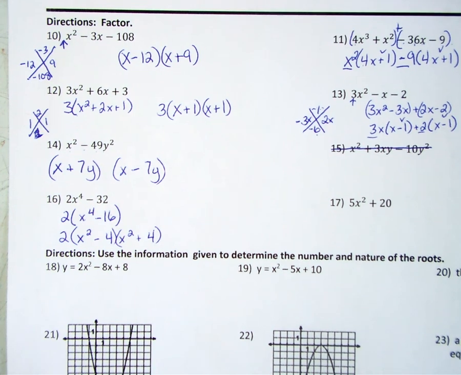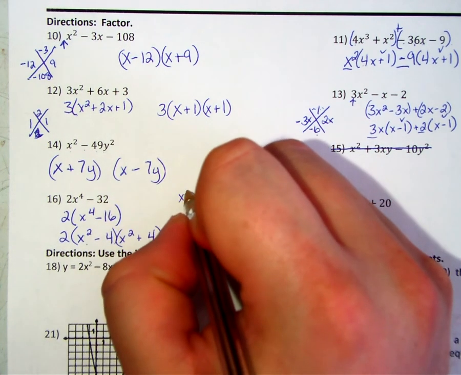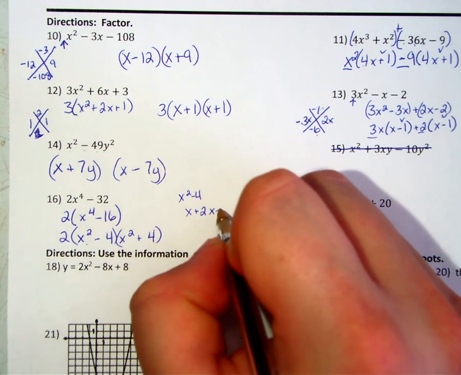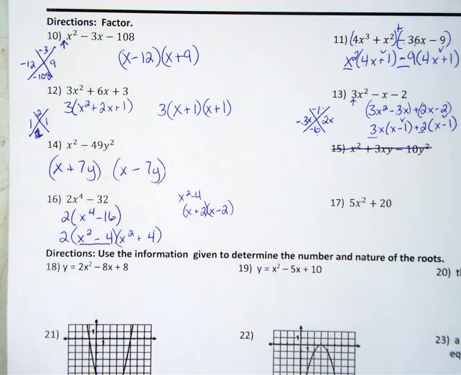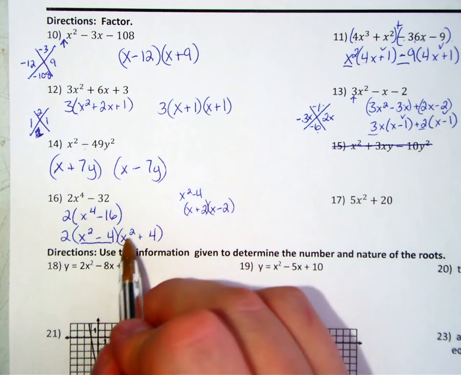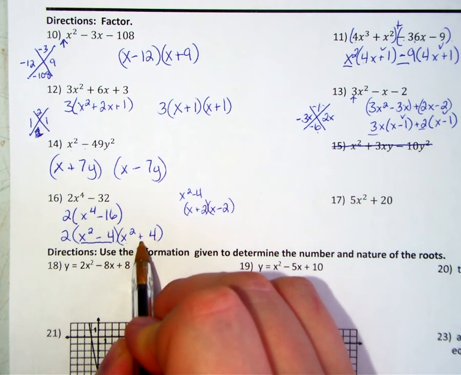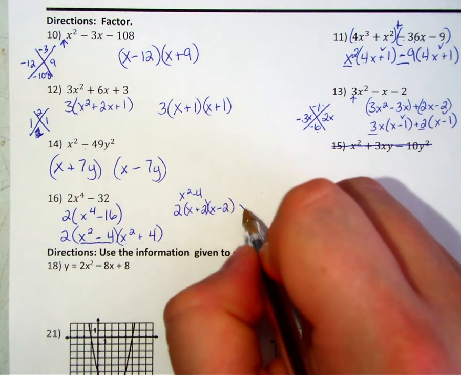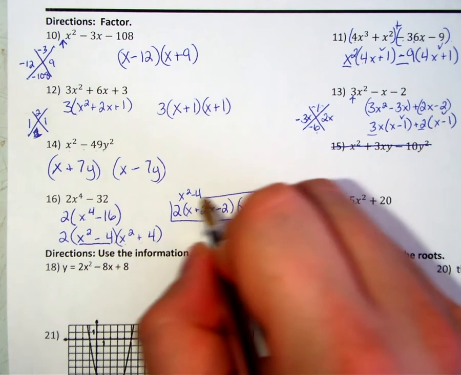X squared minus 4 is another perfect square. That one's going to split up. X squared minus 4 becomes x plus 2, x minus 2. That was this binomial. X squared plus 4 is not a difference of squares, rather it's a sum of squares, and we don't have any rules for simplifying that. That just is what it is. So we bring everything else and add it to our solution. And we're done.